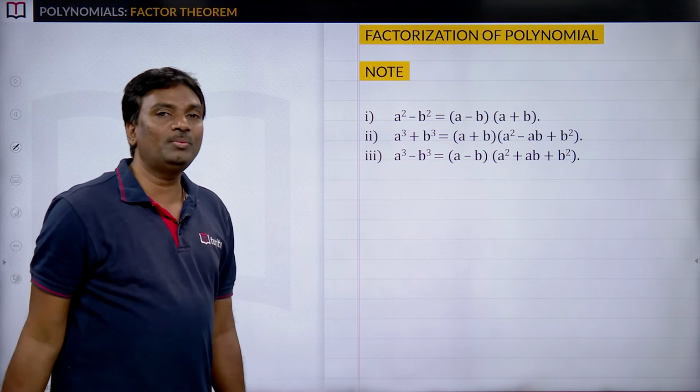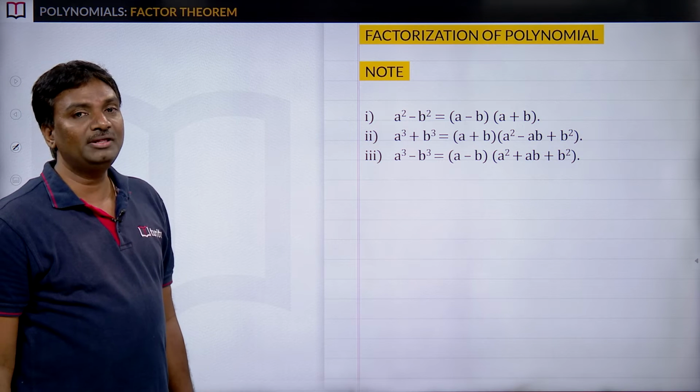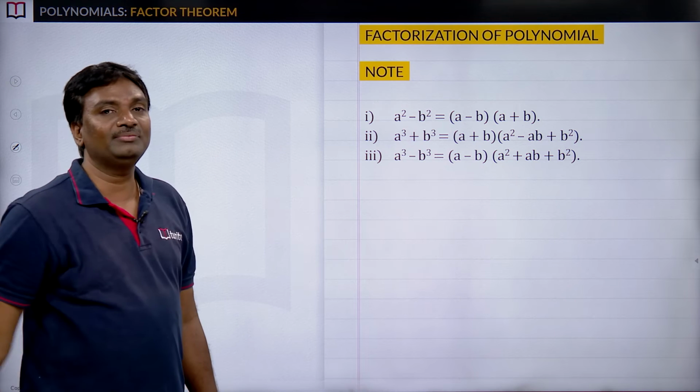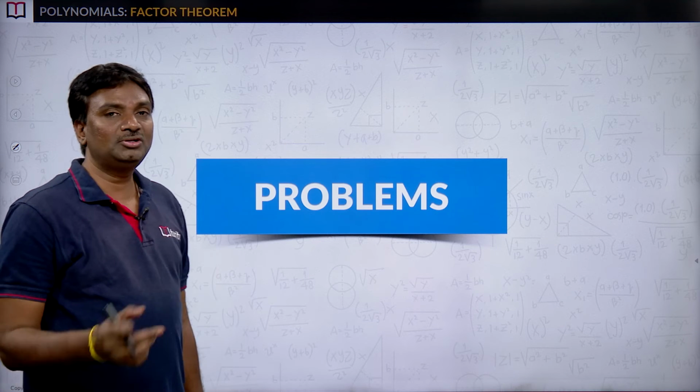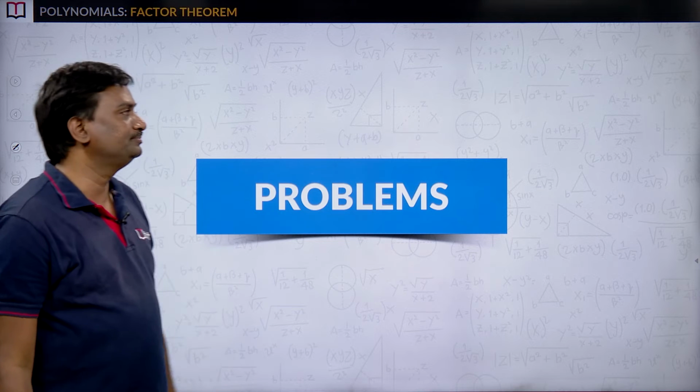Next, if we take a cube minus b cube, it is a minus b into a square plus ab plus b square. So we have to keep remembering these formulae. Now let us do the problems related to the concepts which we have discussed so far.